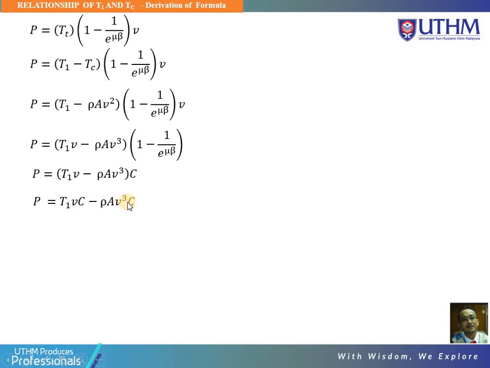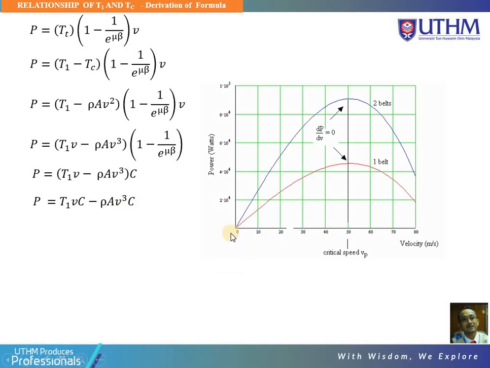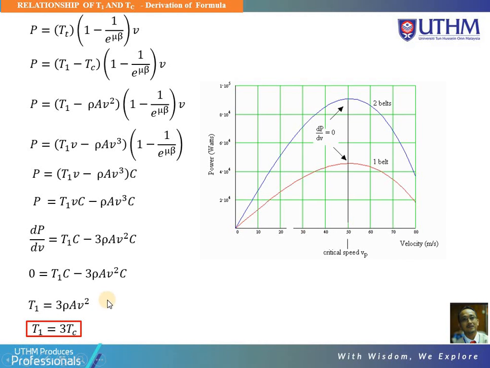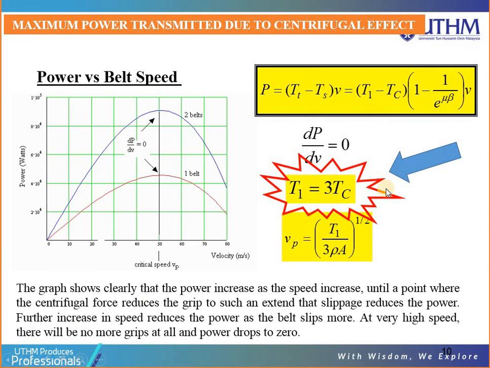Okay, now we expand the equation to become something like this. If you notice, at this point dP over dV is equal to 0, so the derivative of this one is T1 C minus 3 rho A V squared C. So this one is actually equal to 0. So what we get here is something like this. So it proves this equation, you have already derived the equation.